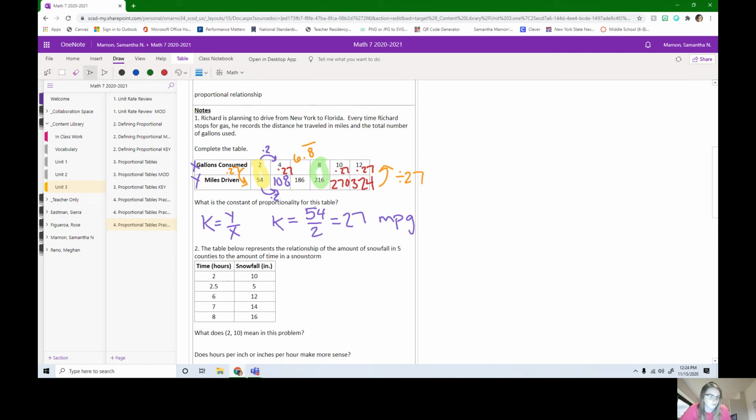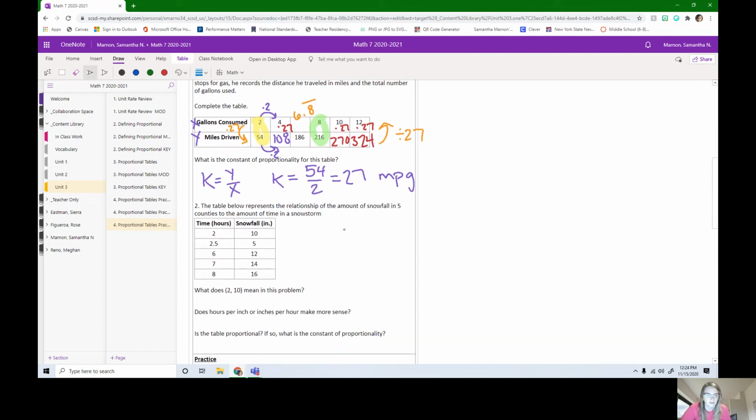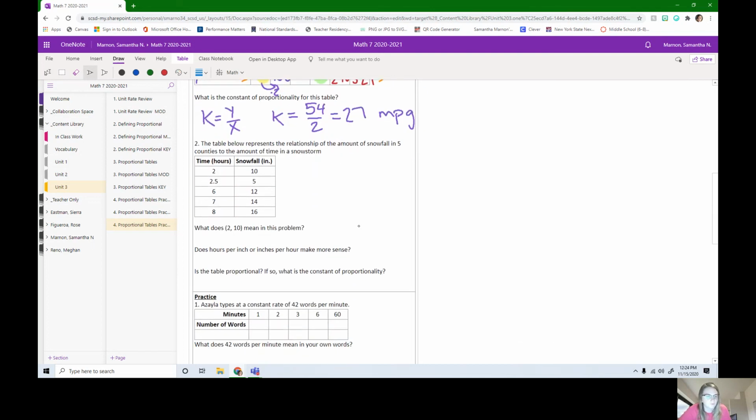So that's the first one. So we filled in all the boxes. We found the constant of proportionality. Let's move on to number 2.